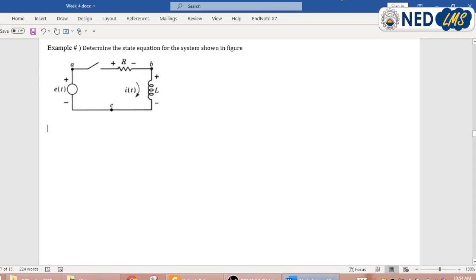This is our next example, in which we have a basic electrical circuit, that is an RL circuit. Here we want to determine the state equation of this system. First of all, we want to write the loop or node equation. We can take help from KCL and KVL.